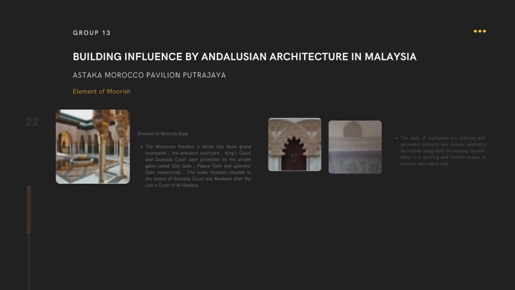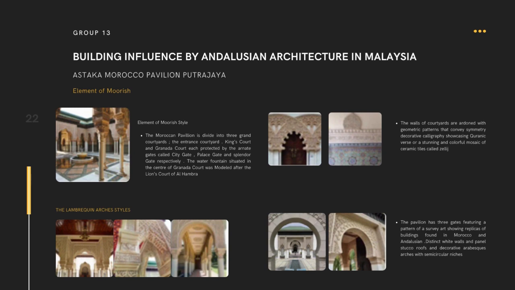The last slide is going to be the building influenced by Indonesian architecture, the Astaka Morocco Pavilion in Putrajaya, and I'm also going to talk about the Moorish elements of its building. The first element of the building is the Moorish style.